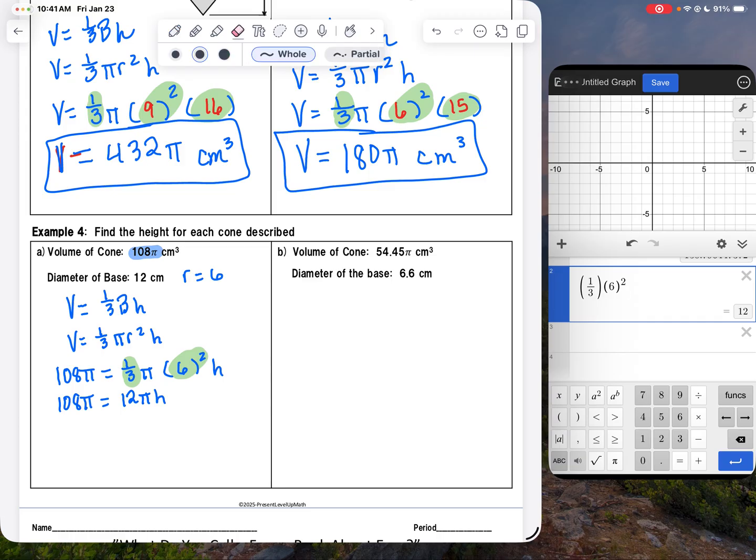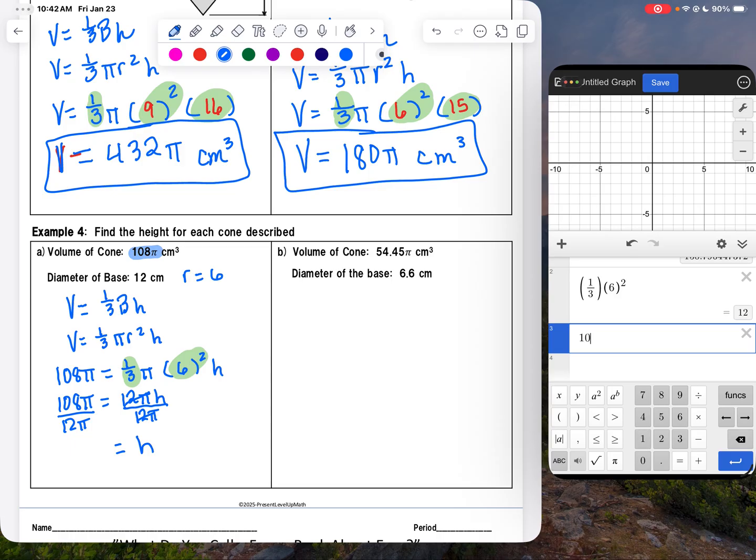Now remember, we're trying to solve for the height. So that means I want to get the height by itself. So I'm going to divide both sides by 12 pi. On this side, the 12 pi will cancel with the 12 pi and leave me h. Over here, I'm going to say 108 pi divided by 12 pi, and that gives me 9. So the height of our cone would be 9 centimeters. All right, pause the video and try problem B on your own.